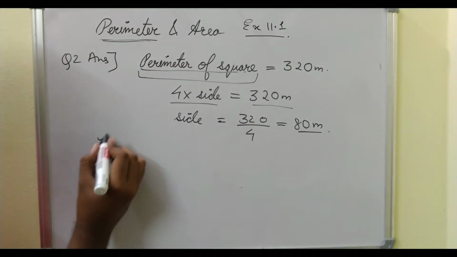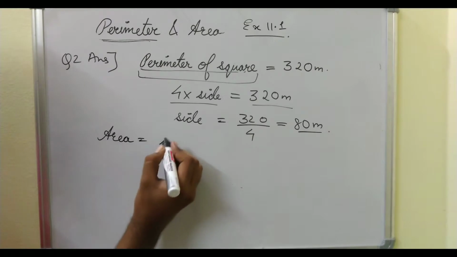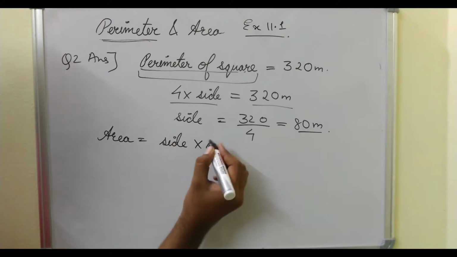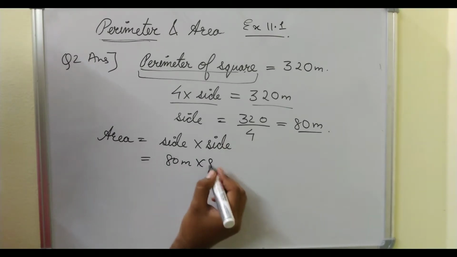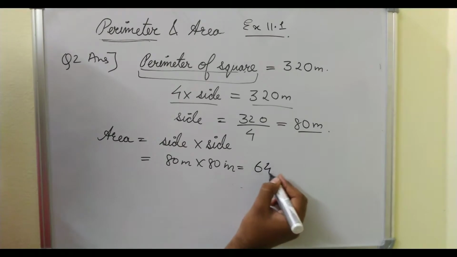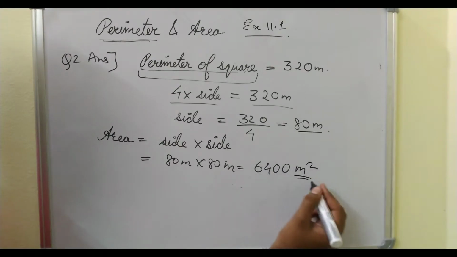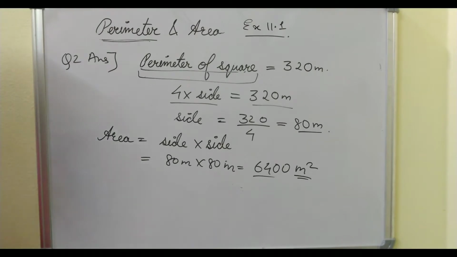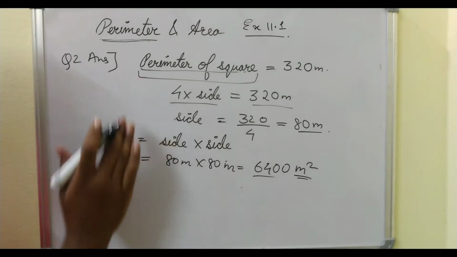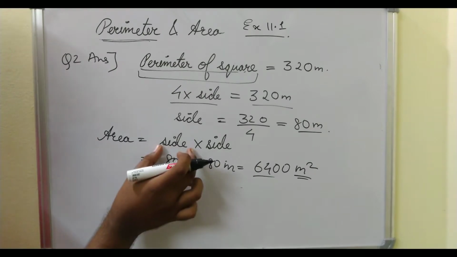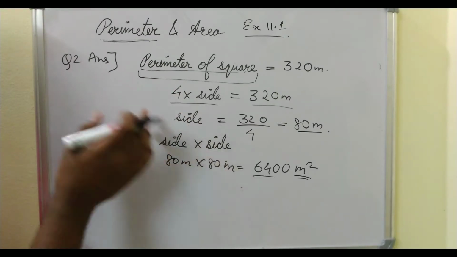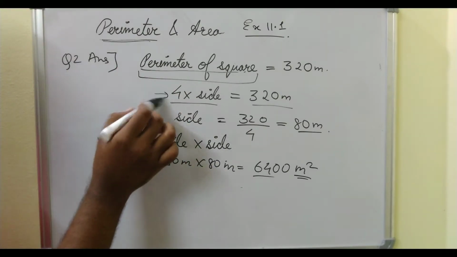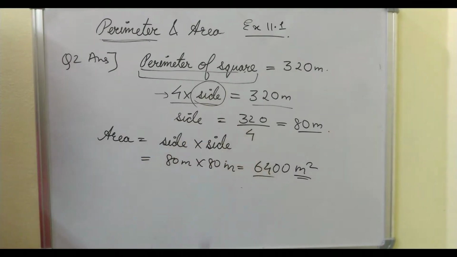Now we have to find the area. So area equal to side into side, right? What is the side? 80 meter into 80 meter, which will give me 6400 meter square. So this is the required answer. Simple. First I have found out the perimeter. In order to find the area, you need the side. So first I have to find the side. For that, what is the given data? Perimeter of the square. So we write the perimeter of the square in the formula way, so that we can find the side, right? It's basically a simple problem.